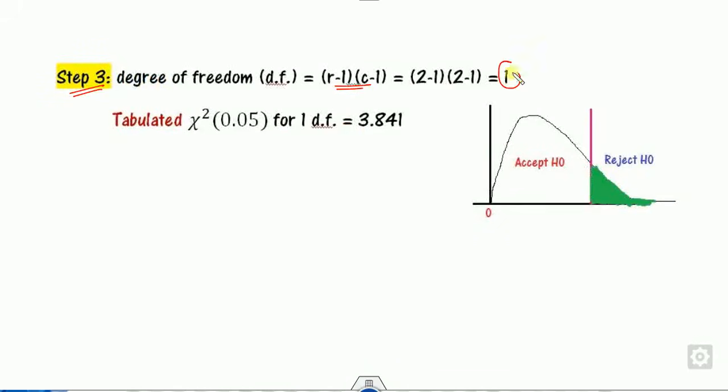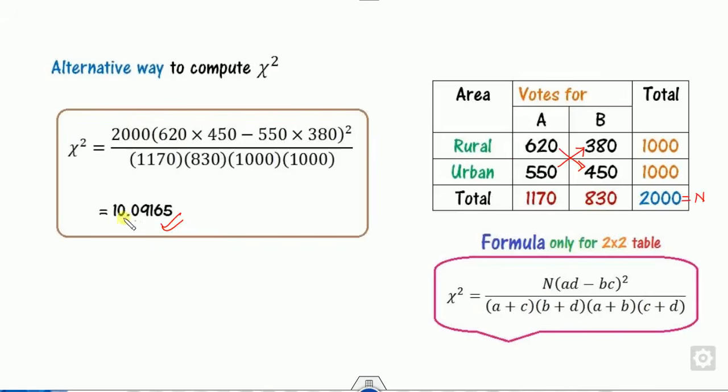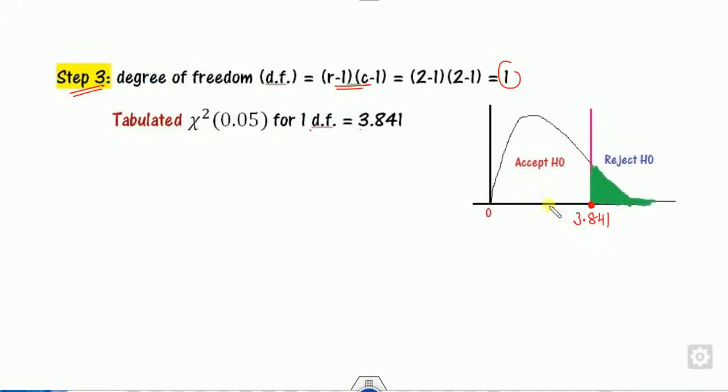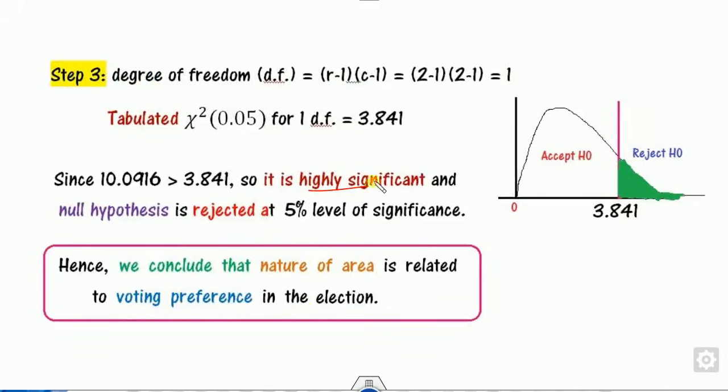Now, step three is we have to calculate the degree of freedom. The degree of freedom is 1. You have to draw the graph. The tabulated value of chi-square is 3.841. Now look at that, the calculated value of chi-square is 10.091. Where does it lie? 10.09 lies here, so it lies in the rejection region. So it means it is highly significant. So we reject H0, which means we reject independence. So the nature of the area attribute is related to the preference value. It means they are not independent.